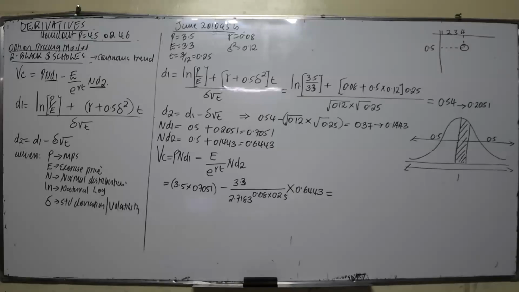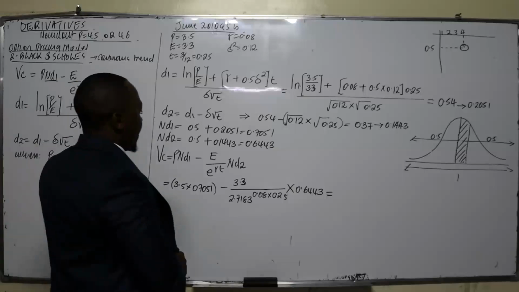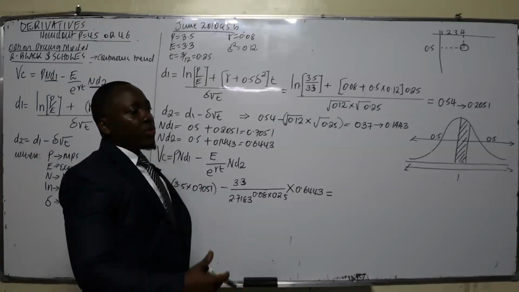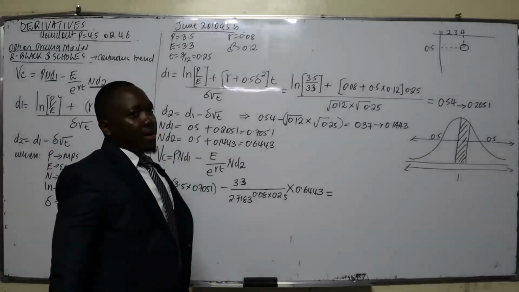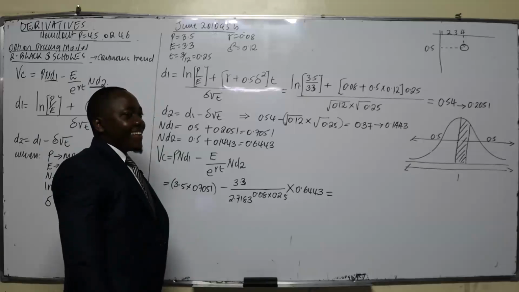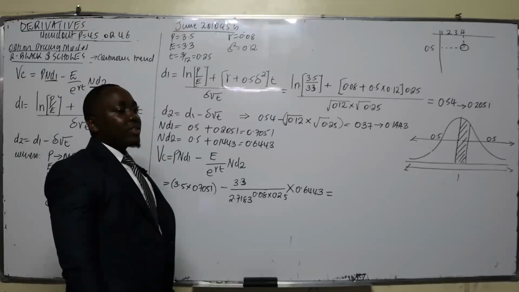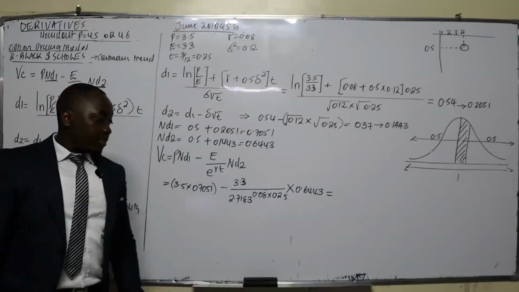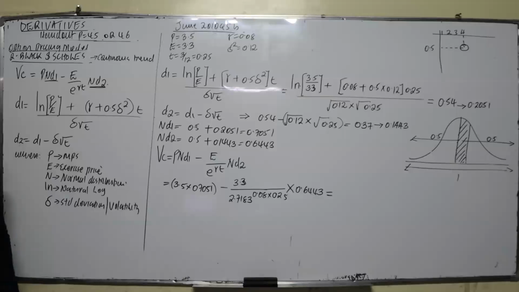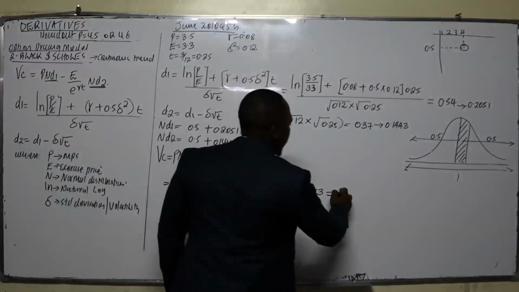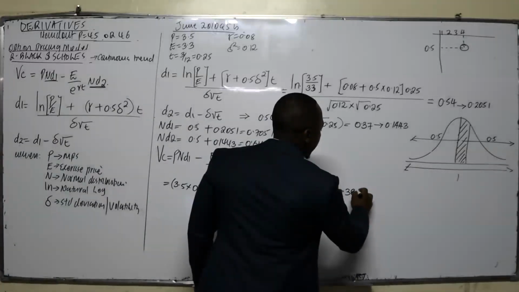What are you getting? Just be confident with your answer. If you know how to use a calculator, give me the answer. You're getting? Yes? If you're getting negative, it's wrong. 0.38? 38? Yes.